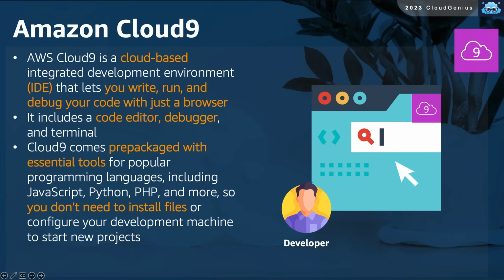One of the key advantages of Cloud 9 is its support for real-time collaboration. Multiple developers can work together on the same codebase simultaneously, enhancing productivity and enabling efficient teamwork.